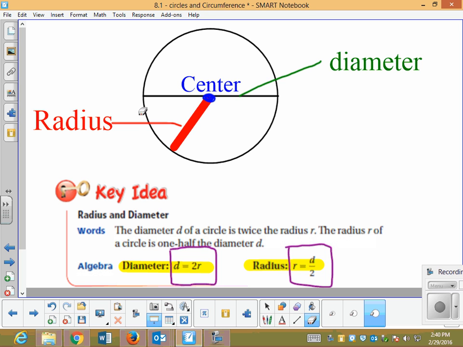Okay, so go ahead and draw the circle, write down each part right here, and go ahead and copy down the diameter and radius formula. You may pause the video if you need more time.